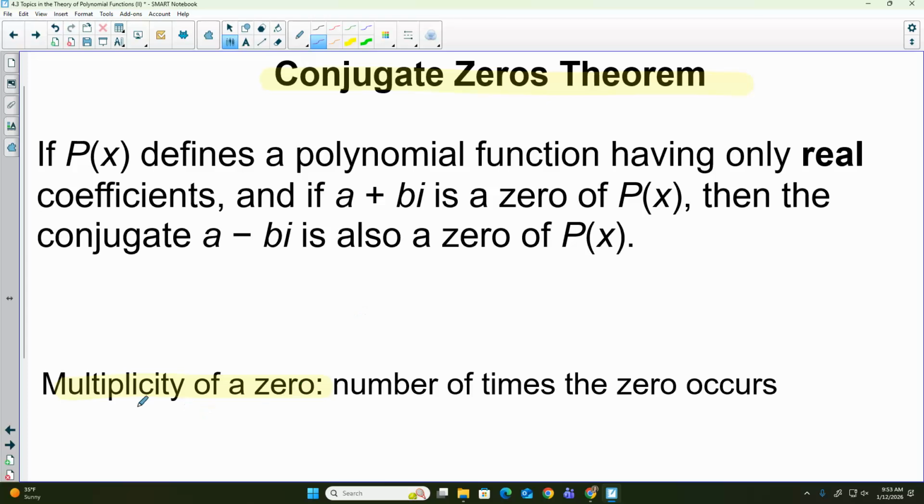Second thing, we've talked about this a few times. I keep telling you we need to know that. Multiplicity is just the number of times the zero occurs. So today, we are really just going to practice this conjugate zeros theorem and look at a couple different situations where we encounter that. Does everyone have the stuff down?